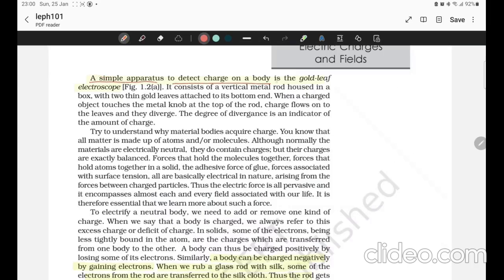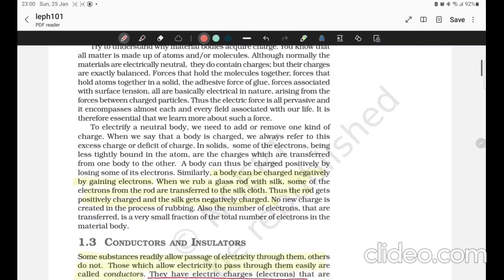The simple apparatus to detect a charge in a body is called an electroscope. This is just for your knowledge; it won't come for the exam. Now the next one, just read the statement. This is what we have already discussed.